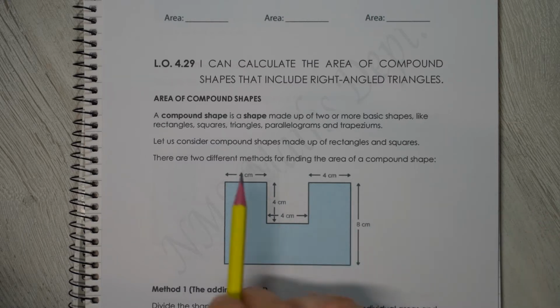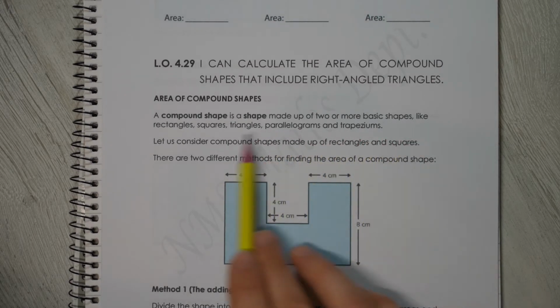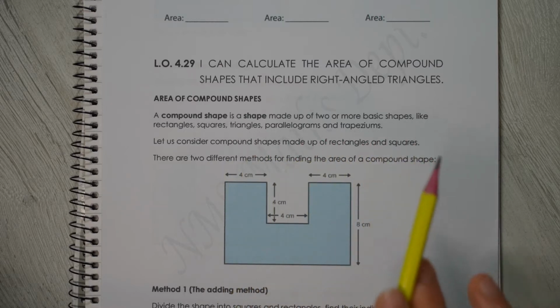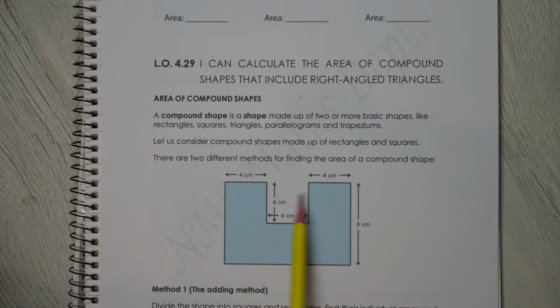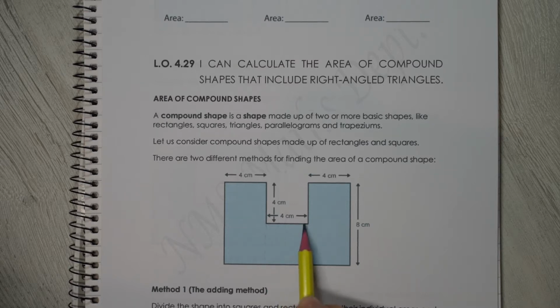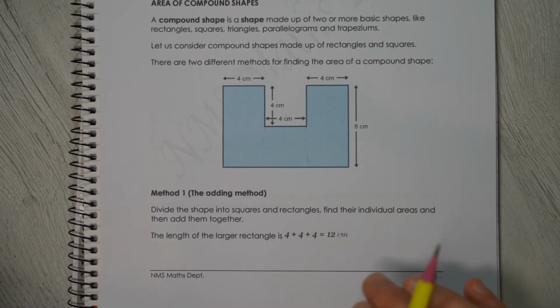A compound shape is a shape made up of two or more basic shapes, like rectangles, squares, triangles, parallelograms, and trapeziums. So, basically, this is a compound shape because it is made up of rectangles. We have two rectangles and a square over here. Okay? There are two methods of how to find the area of a compound shape.